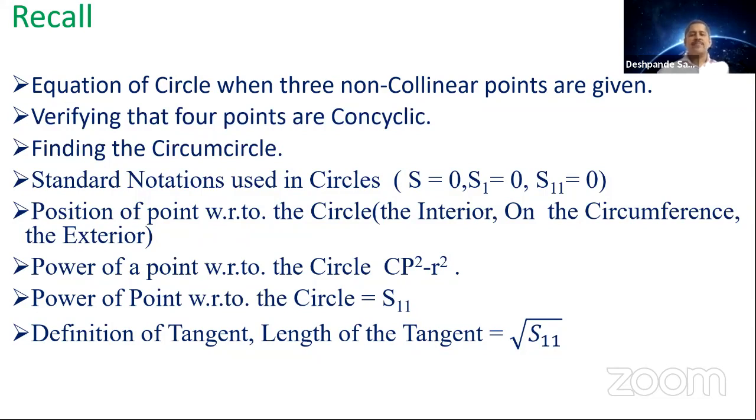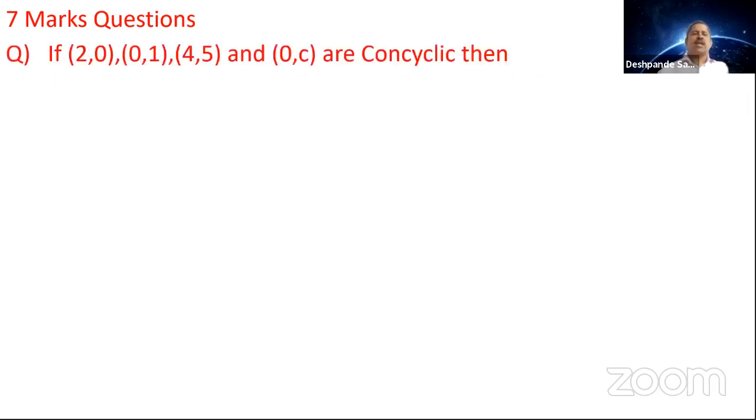So let us concentrate on the revision part of finding the equation of circle when 3 non-collinear points are given, verifying whether 4 points are concyclic, and finding the circumcircle of the triangle. So we actually start with a 7-mark session here. One of the questions you can have is: if (2, 0), (0, 1), (4, 5) and (0, c) are concyclic, then find the value of c.